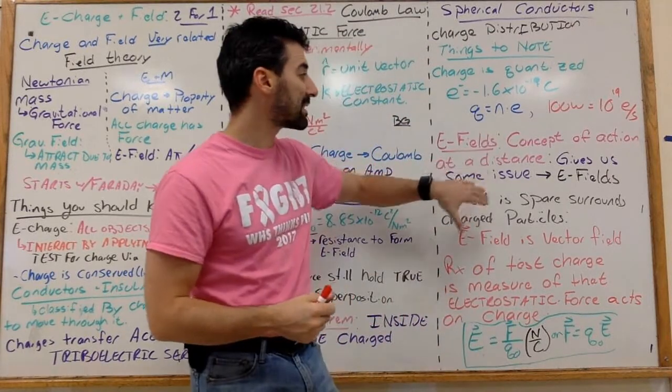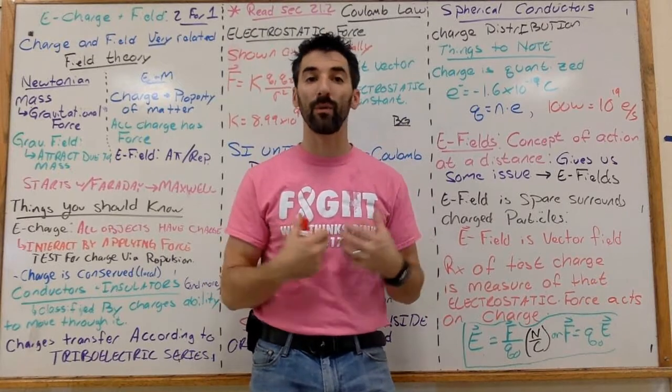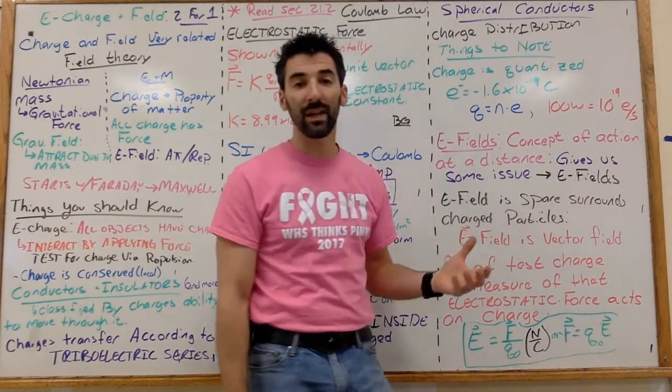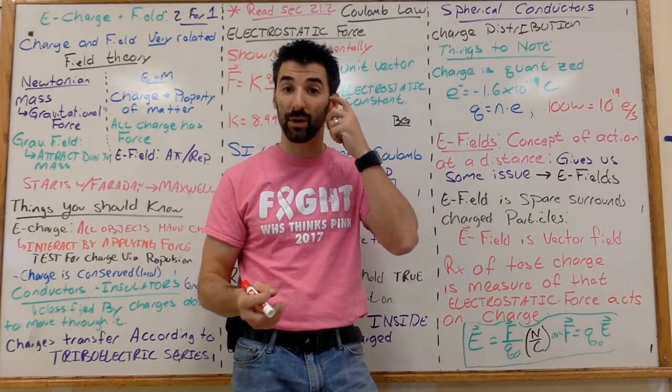So this does give us a little bit of an issue, which is why we created what we have called the gravitational field, or now the electric field. An electric field is the space that surrounds any charged particle.